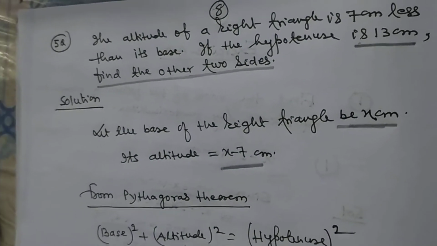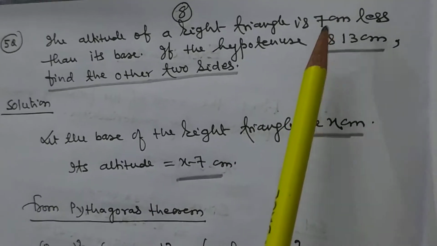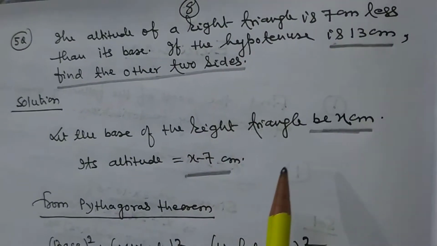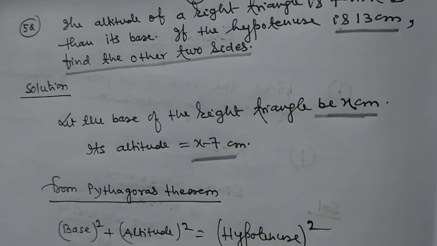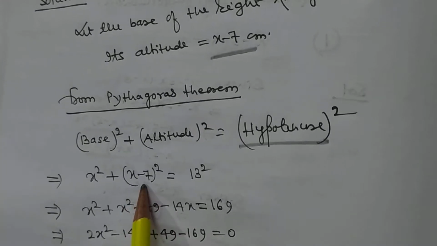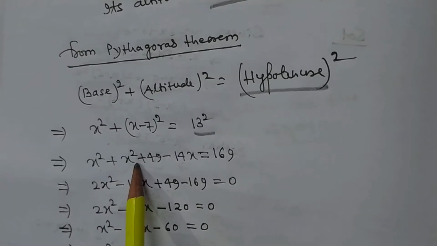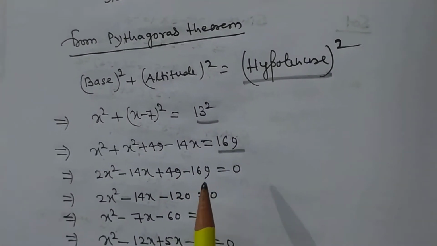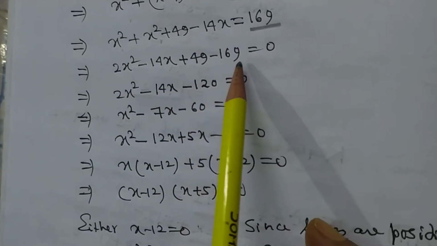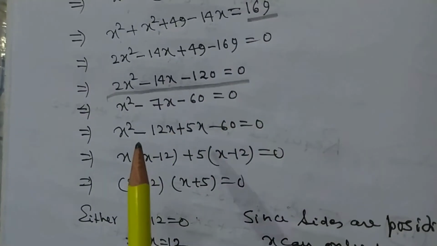So now, the altitude of the right angle triangle is 7 centimeter less than its base. So consider base is equal to x. So now by Pythagoras theorem, base square plus altitude square is equal to hypotenuse square. So it will be x square plus (x minus 7) whole square is equal to 13 square. It will be x square plus x square plus 49 minus 14x is equal to 169. And it will be 2x square minus 14x plus 49 minus 169 is equal to 0. It will be 2x square minus 14x minus 120 is equal to 0.